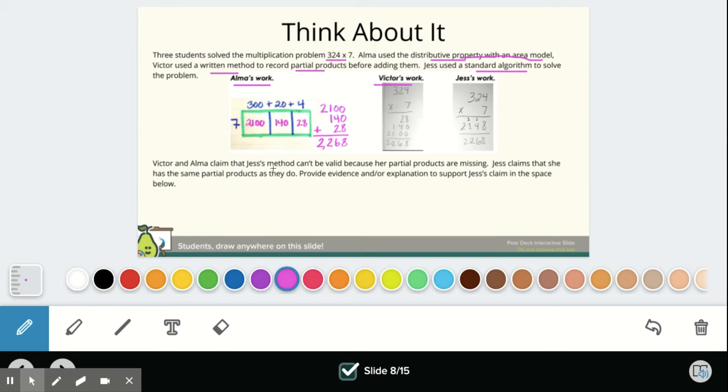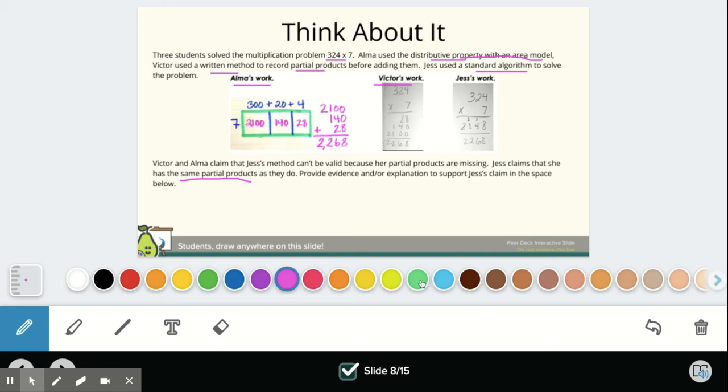Victor and Alma claim that Jess's method can't be valid because her partial products are missing. Jess claims that she has the same partial products as they do. Provide evidence and/or explanation to support Jess's claim in the space below.